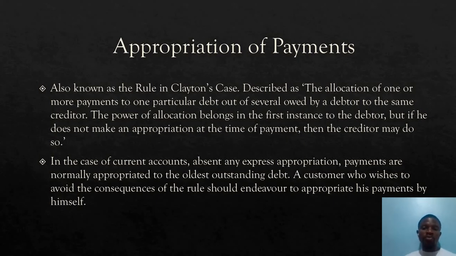So you can have 1 million and say, oh, I want to just offset this last 1 million, but that's not how the bank is going to interpret it. The bank is going to take the money and pay back the oldest debt you have, pay back the second one before they decide to pay back the one that is most recent. So if you as a customer wish to avoid the consequences of the rule in Clayton's case, you should endeavor to decide for yourself and communicate that decision to the bank. That is the particular amount of money you are paying back.